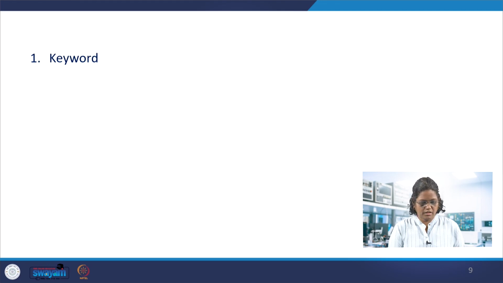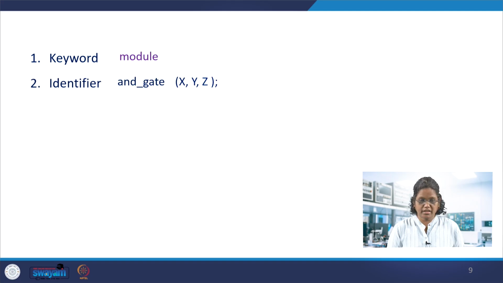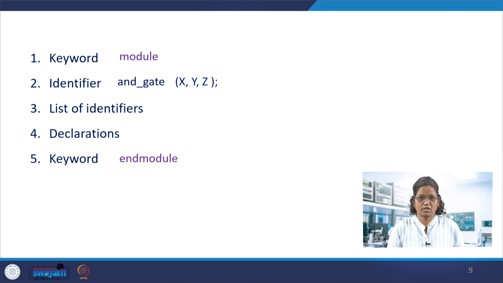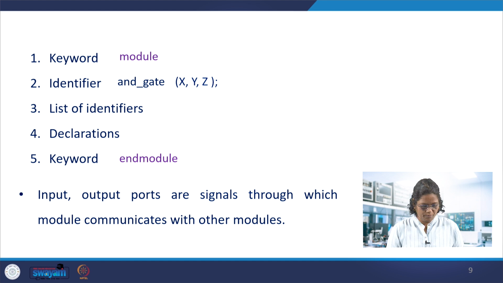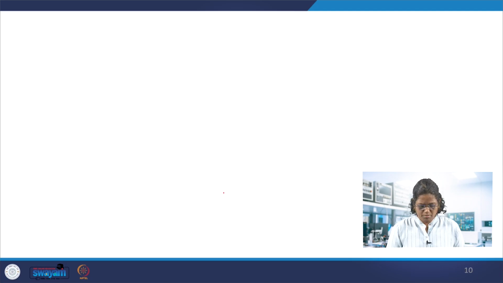And then we see in the previous program there is a keyword module and an identifier, AND gate. X, Y, Z are identifiers, and then the list of identifiers we have given, and the declarations we had, also the keyword endmodule. So this is the list of the program which we had looked into. The input and output ports are the signals through which the module can communicate with the other modules, so that it can take the input from the other modules, and it can give the output to the other modules as well. This way it can be communicated.